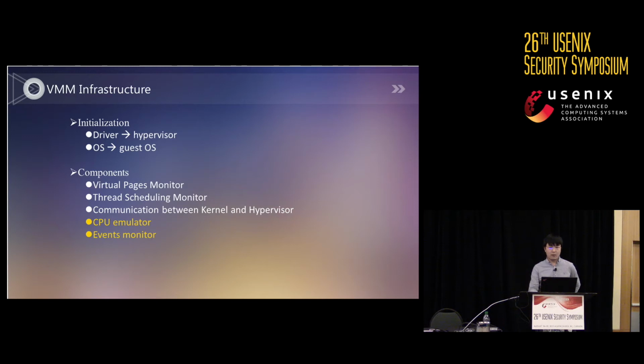There are 5 components provide the VM infrastructure. Among them, the last 2 modules are associated with the particular type of vulnerabilities. So we'll discuss these 2 parts later. Next, I will mainly describe the first 3 components.